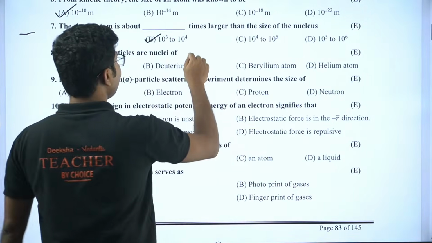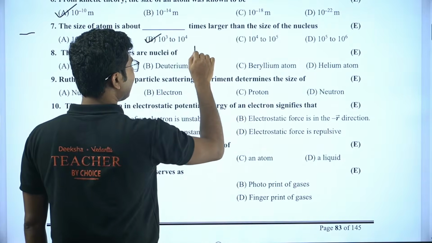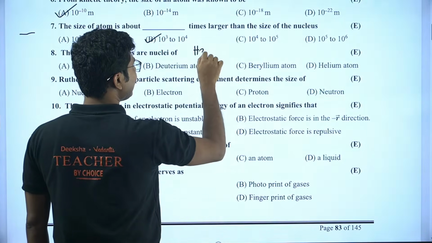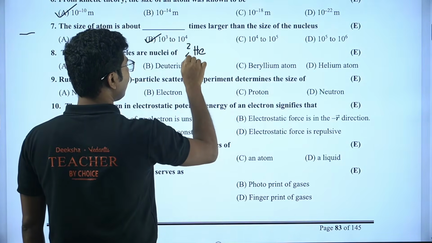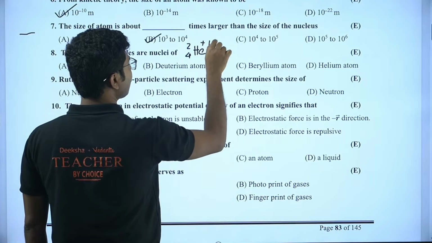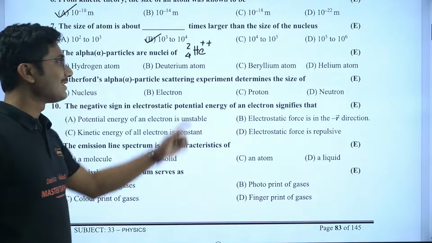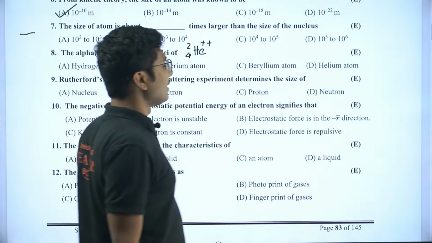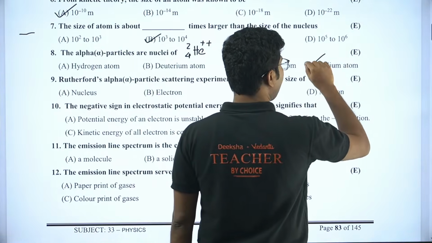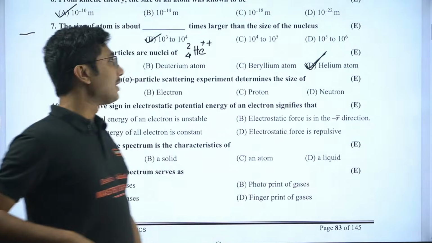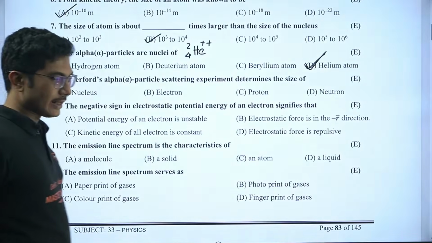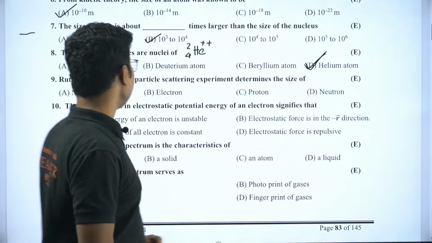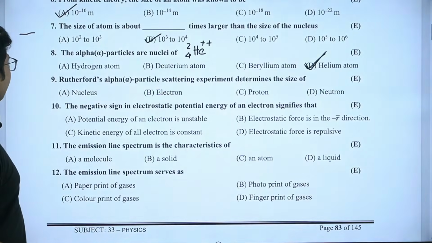How do I write an alpha particle? We write it like He 4 2, with 2 plus charge. So what is this? This is basically a helium nucleus. So it is the nucleus of a helium atom. Alpha particles are nuclei of helium atom. Yes, 8D.